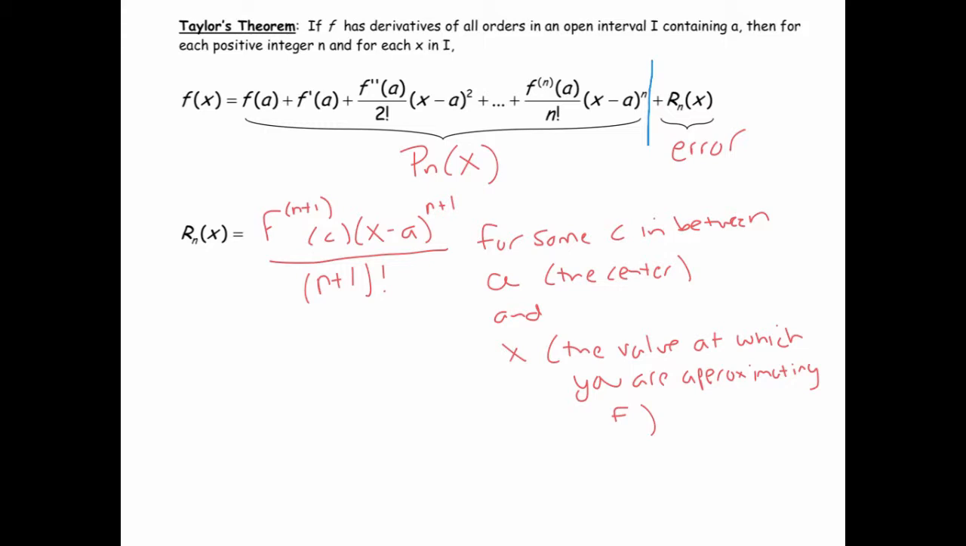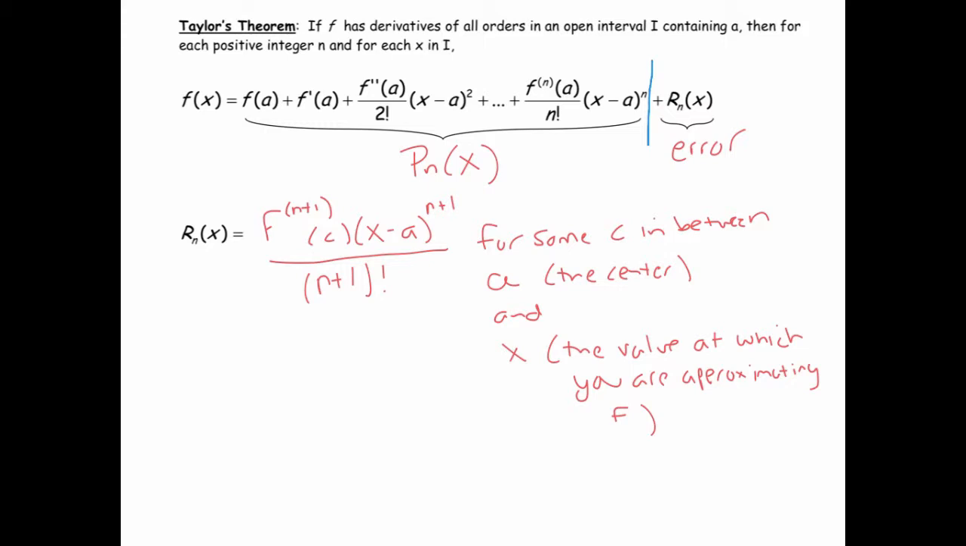So if I was going to use the 5th degree polynomial on an interval, we might be interested in saying, well, what's the maximum error I could have on that interval? What's the most I could be off? And that's generally what we're going to be doing when we analyze the error.